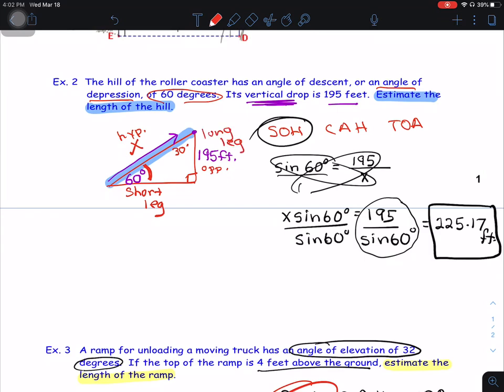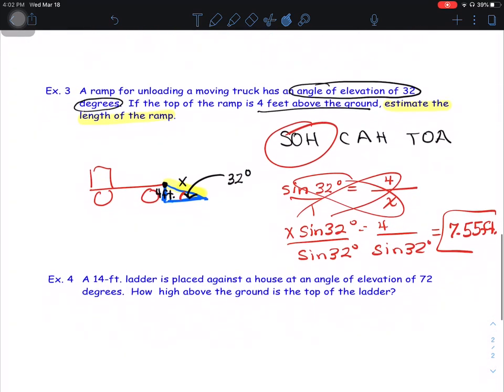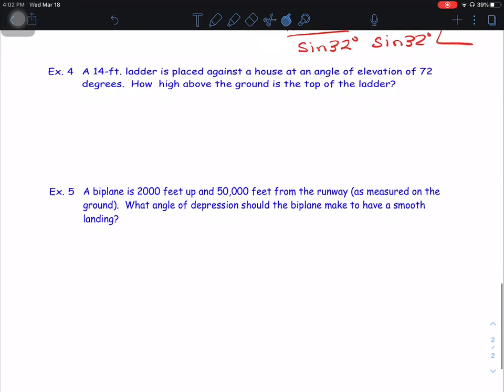Another way of doing this problem is to go backwards from the long leg to the short leg, which means you'd have to divide by the square root of 3. So this right here is the short leg. And then to get the hypotenuse, you multiply the short leg times 2. If you type that into the calculator, you would get the exact same answer as we got when we did it using sine. It's just a different way of doing that problem. So let's take a look at one other one here.